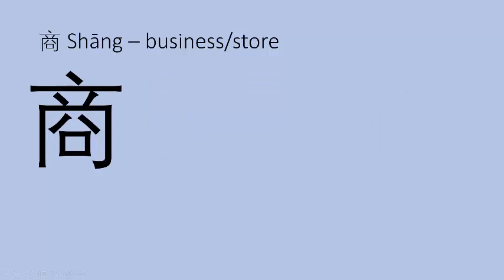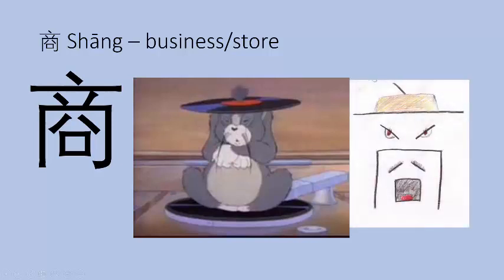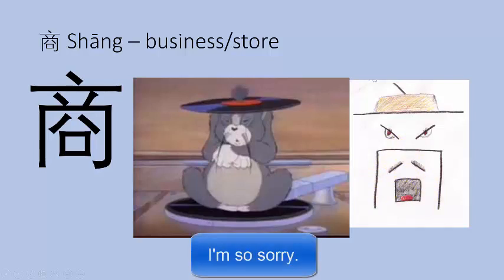The way I remember it is pretty racist. Remember Tom and Jerry? They would do different countries, and this was their very racist picture of an Asian person. I kind of see that in the character for Shang. So you have a hat with a spike on it, and then you have slanted eyes, and then like a Fu Manchu mustache, and then the mouth. And that's how I remember the character for Shang.